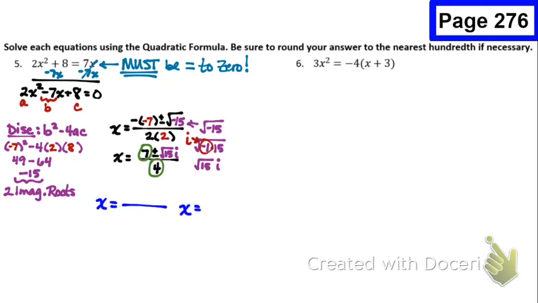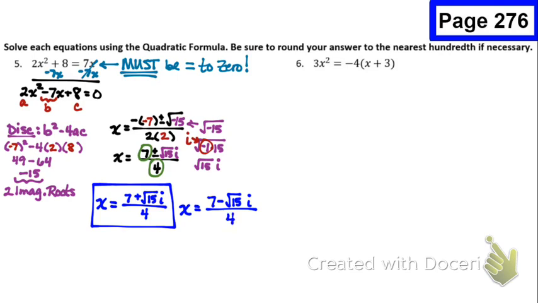One of my imaginary roots is going to be 7 plus the square root of 15 i over 4. What's the other one? 7 minus radical 15 i. Yes, 7 minus radical 15. Make sure the i is not underneath the radical. That i came out from under the radical.